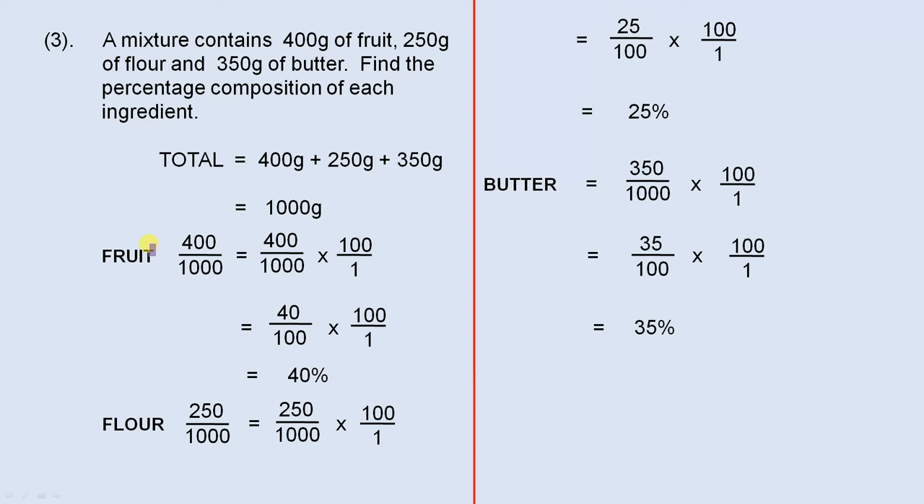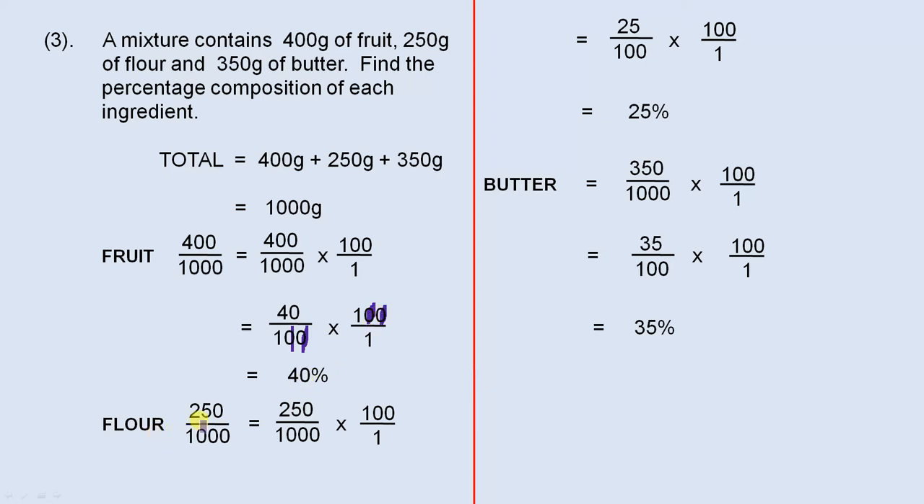So for the fruit, we had 400 grams out of the 1,000. So 400 over 1,000 will be 400 over 1,000 times 100 over 1. Just divide top and bottom by 10, and that makes it very easy then because we just cross off the zeros like that, and that's 40%.